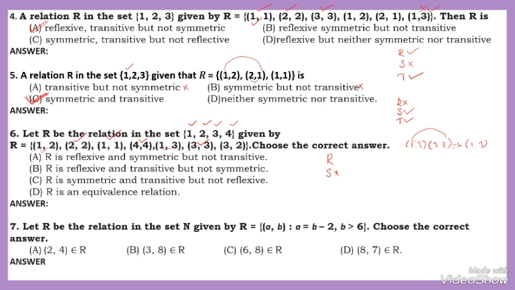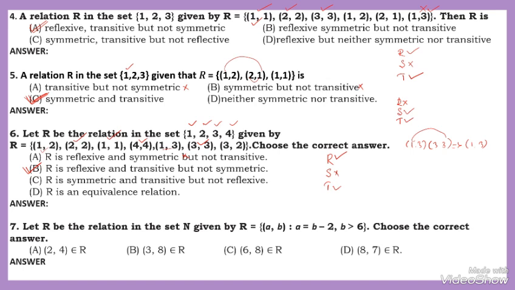Similarly, (3,2) also holds. That is, reflexive and transitive properties hold. We will check the options here. R is reflexive and symmetric: the symmetric property does not hold, so that option is not correct. R is reflexive and transitive but not symmetric: okay, this one holds. Therefore, option B is correct.